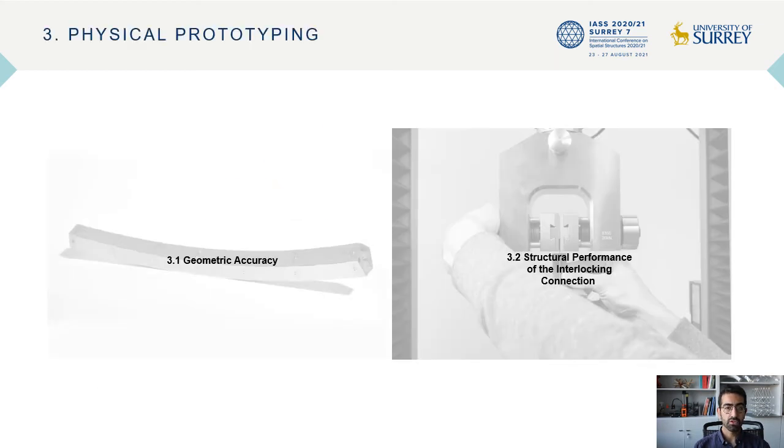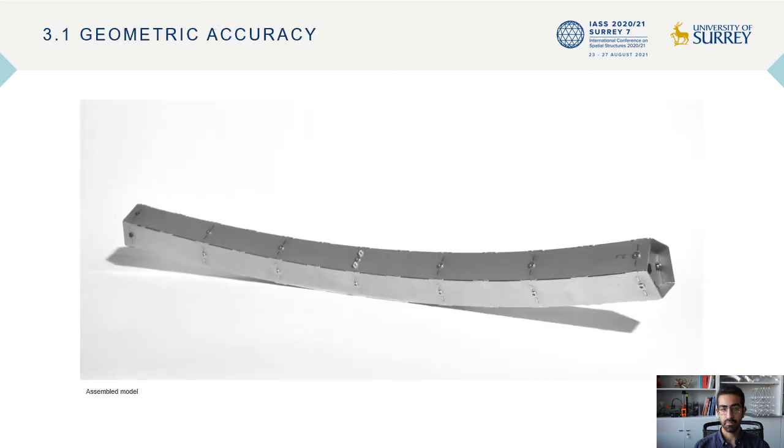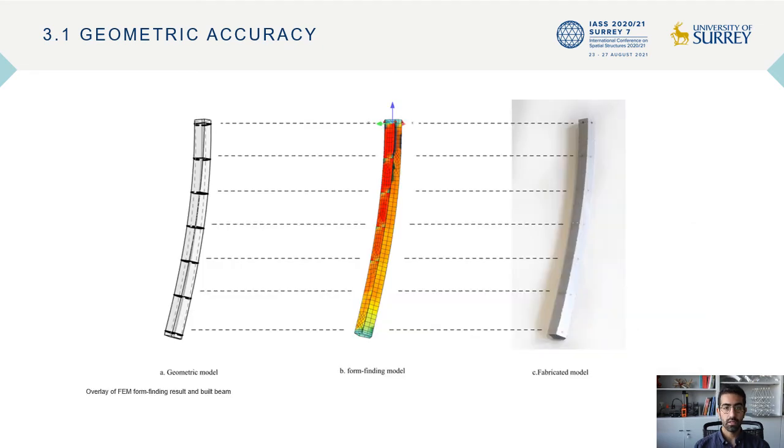The physical prototype aims to evaluate the accuracy of the resulting geometry as well as structural performance of interlocking connections. The material used for these experiments is 1 mm stainless steel. All of the manufacturing process was carried out at TFF laboratory. A pentagonal sample beam was then laser cut and assembled using a bolting system. The comparison shows a strong correlation which indicates the simulation model has a high predictive capacity.